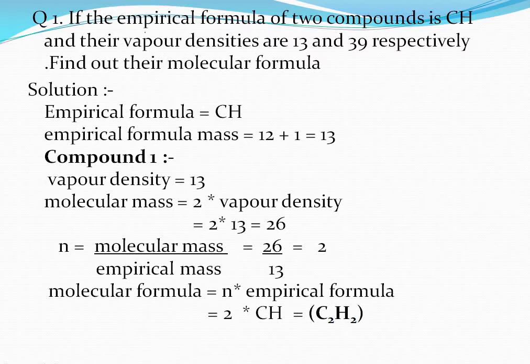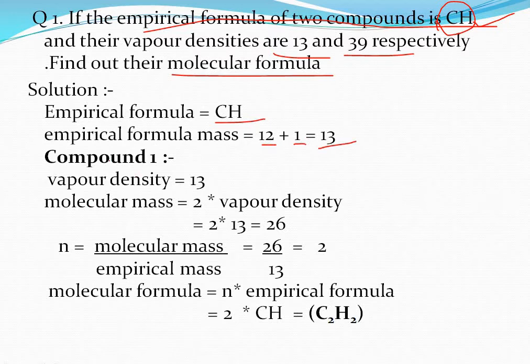First example: the empirical formula of two compounds is CH. There are two compounds given, and the empirical formula for both compounds is C and H. Their vapor densities are 13 and 39 respectively. Find out their molecular formulas. Look, what is given here is the empirical formula and the vapor densities. Now you need to calculate the molecular formula of the compound. You can calculate easily. How? Empirical formula is given, CH. Empirical formula mass is carbon having mass of 12, hydrogen is 1. So total mass is here 13, right?